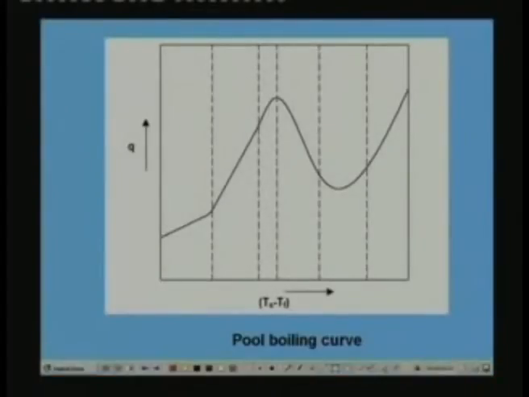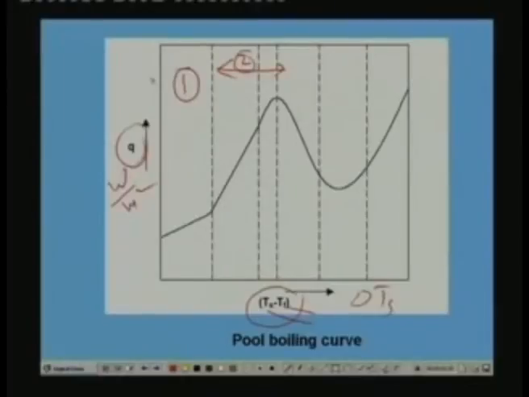If you plot the pool boiling curve, that means the heat flux, okay, watt per meter square, versus the superheat, that means the temperature difference between the surface, Ts is the surface, Tf is the fluid. And if you gradually increase the degree of superheat, you get this kind of a curve, right? And you have different regions here. For example, this region 1 is known as natural convection region, and this region is what is known as nucleate pool boiling region, and this is your transient boiling region.